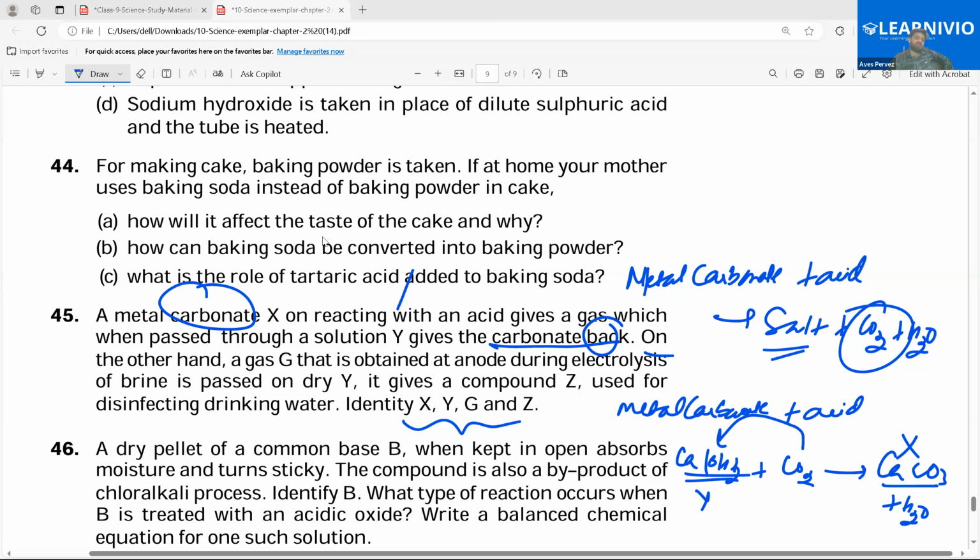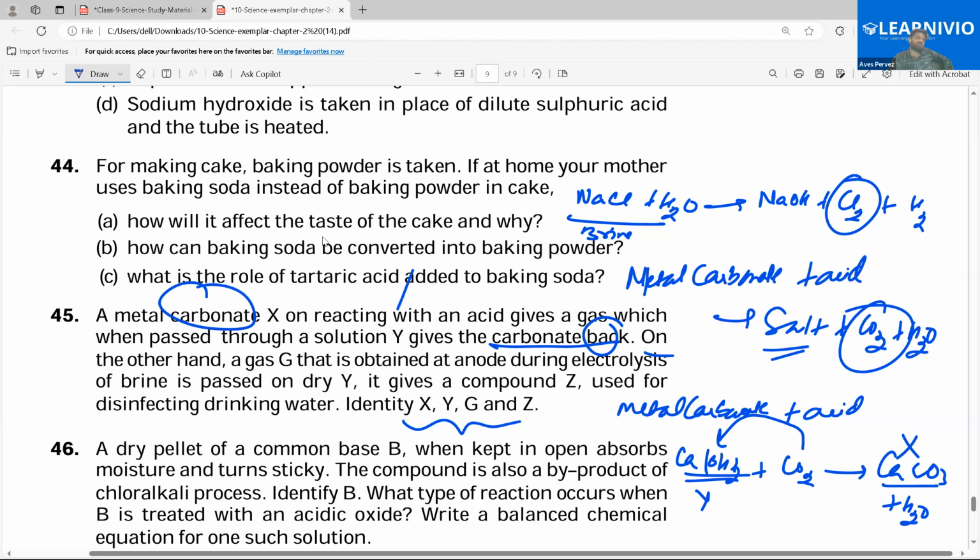Yes. Gas G is obtained at the anode during the electrolysis of brine. So when you have NaCl plus water, this is brine, and when you pass electricity through it, it will give you NaOH, caustic soda, plus chlorine gas plus hydrogen gas. This chlorine gas is obtained at the anode because the anode is a positively charged rod and chloride ions, Cl minus, are negatively charged. So negative will always go toward the positively charged rod. Understood? Yes. Next.